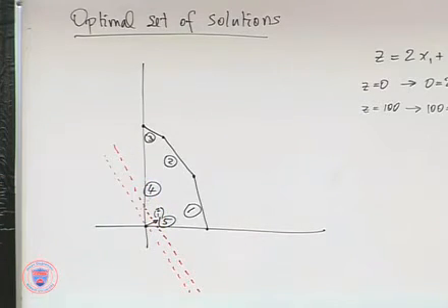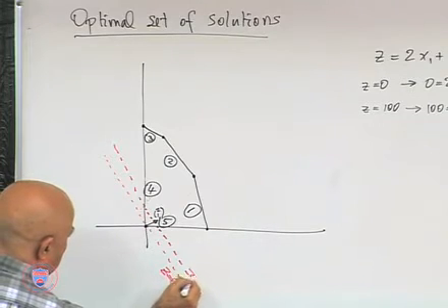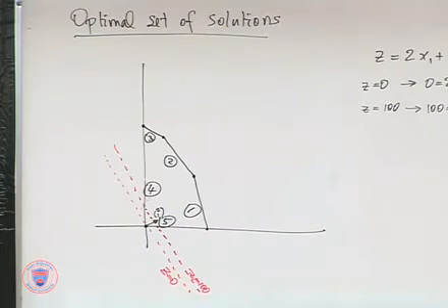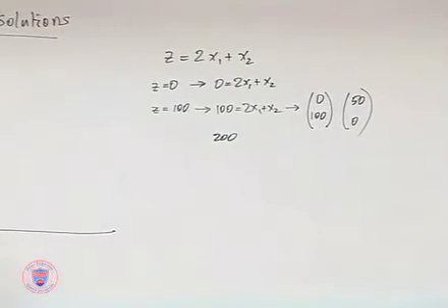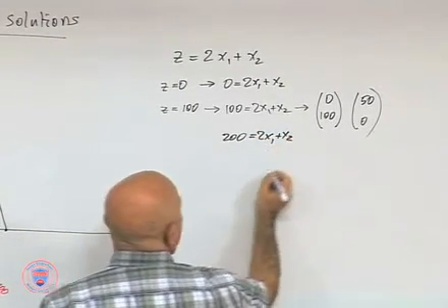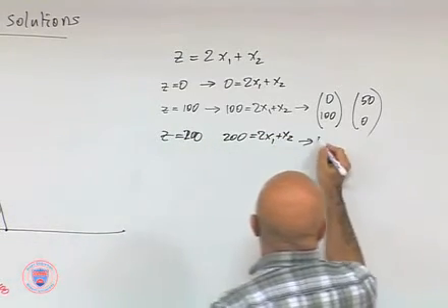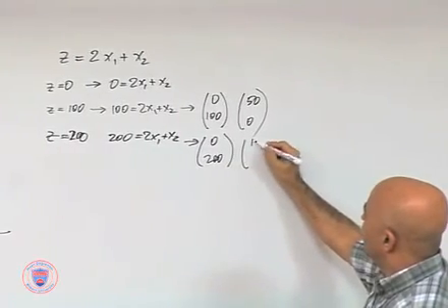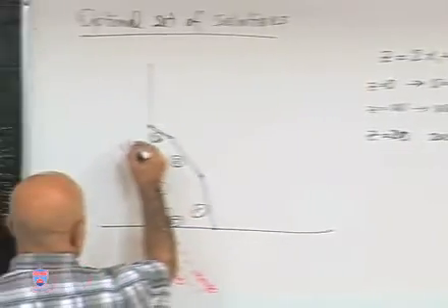Okay, so the first one had z equals 0. The second one has z equals 100. And you can see that as I increase z to larger values, perhaps make it 200, in that case, of course, the intercepts will shift to twice as much. So you can see that these things will be all parallel.